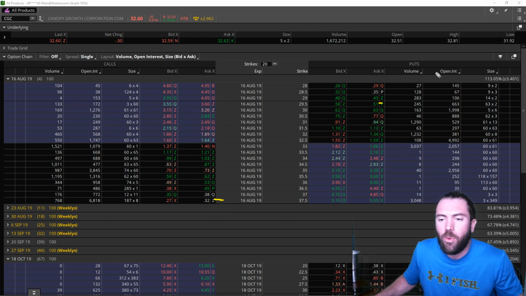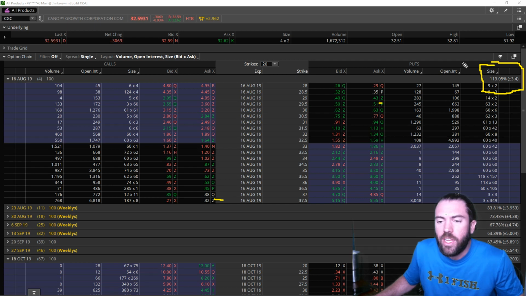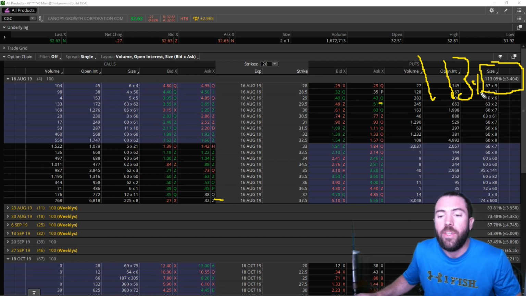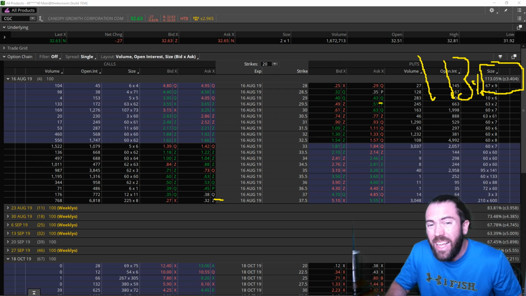And one other thing before I go, look at the IV percentage right here. That's 113%. That is what we call juiced up IV. Just like we said, the puts were expensive. The market makers are not playing. Basically, they're jacking up IV, making those puts expensive.